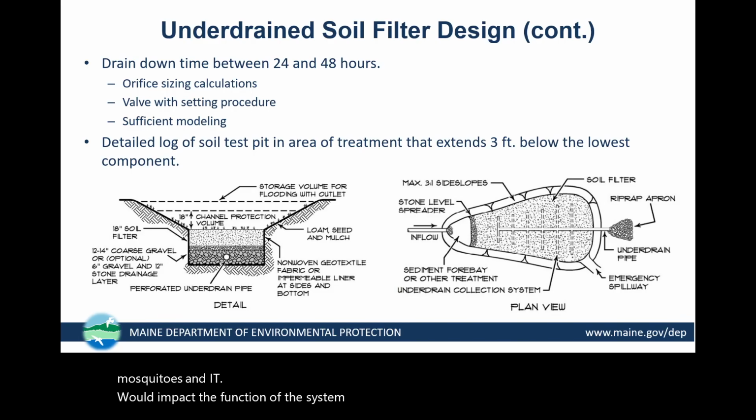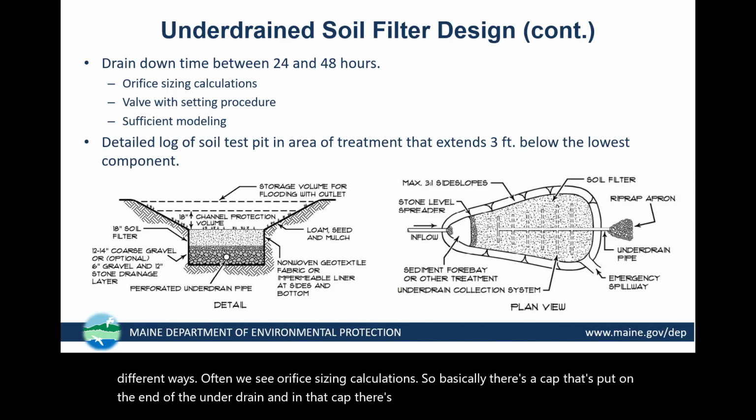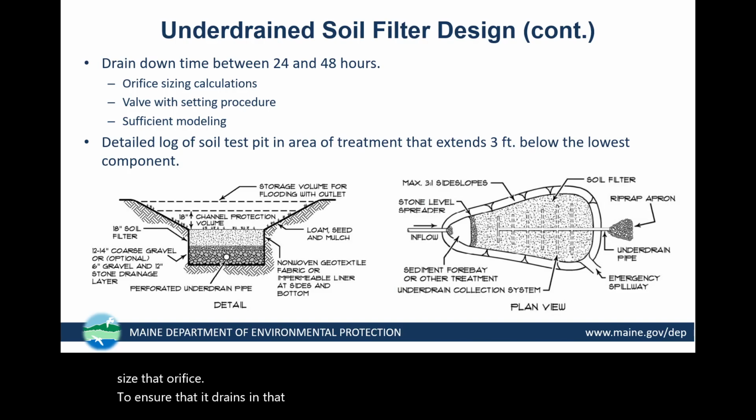Now, you can accomplish drain time in a couple of different ways. Often we see orifice sizing calculations. So basically there's a cap that's put on the end of the underdrain, and in that cap there's a hole that's drilled, and that hole will control how long it takes that entire system to drain. And so you can size that orifice to ensure that it drains in that window.